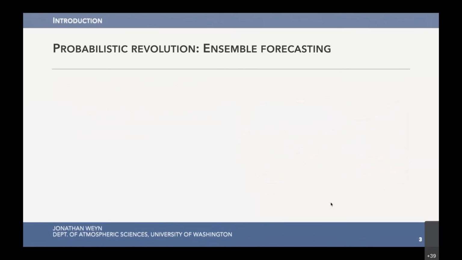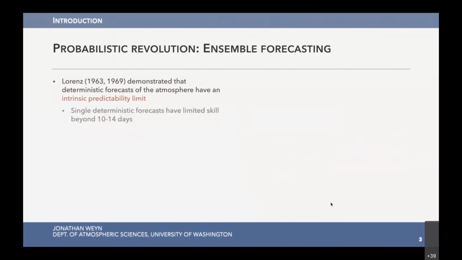More recently, weather forecasting has shifted to making probabilistic forecasts using ensembles, since Lorenz demonstrated in the 1960s that deterministic forecasts of the atmosphere have an intrinsic predictability limit and limited skill as a result beyond 10 to 14 days.